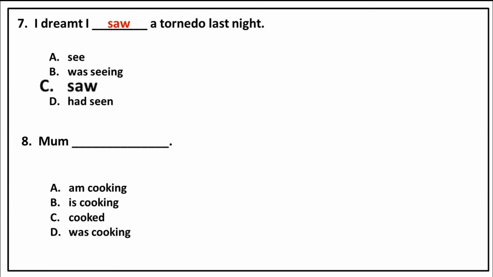Number 8, Mum dash. In the passage it is mum cooked. Past simple tense, mum cooked. You see in the passage it is mum cooked. But it is not correct. Mum cooked is past simple, but this is not the main action of the story. The main action of the story is something else.